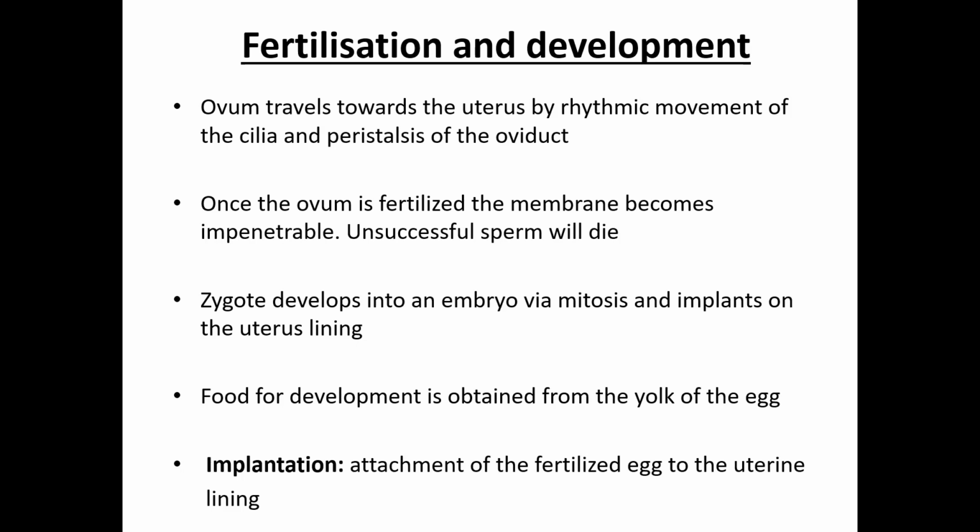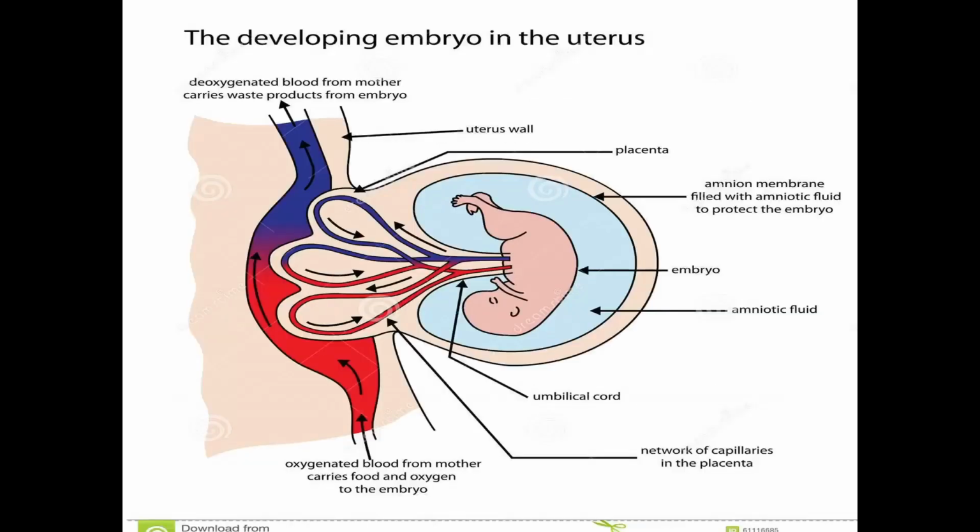Once the ovum is fertilized, it becomes impenetrable, which means other sperms that were left out will die. And the zygote, via mitosis, implants into the uterus lining. So there the implantation starts. Attachment of the fertilized egg to the uterine lining. After the implantation of the fertilized egg, it has started to grow.